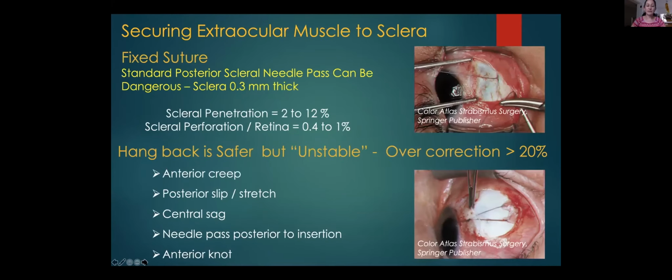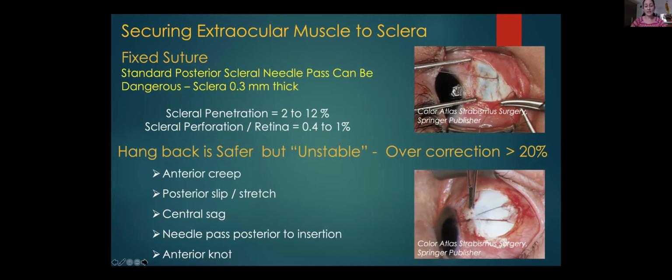So we were interested in how we secure extraocular muscle to sclera and the associated risks. Scleral perforation is a known and potentially serious complication of rectus muscle recession and occurs during the attachment of the muscle to an inadvertent deep needle pass posterior to the rectus insertion.